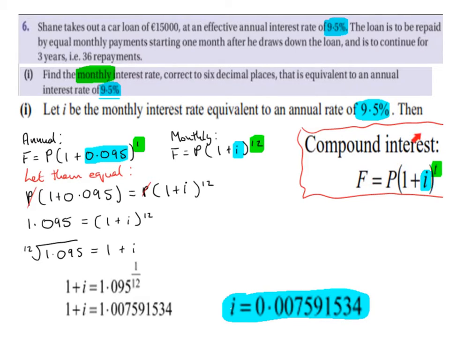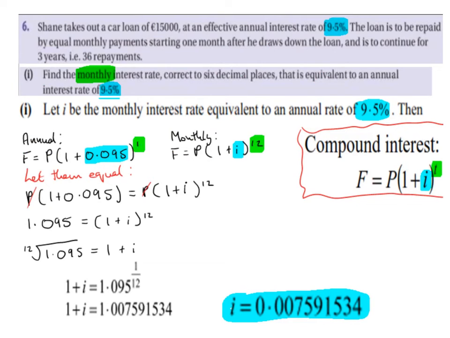Then we use the same compound interest formula, but this time we work out monthly. So it's F equals P(1 plus I) to the power of 12, because there are 12 months in 1 year. So annual is to the power of 1 for 1 year. Monthly is to the power of 12 for 12 months. So we're trying to figure out what this I is.